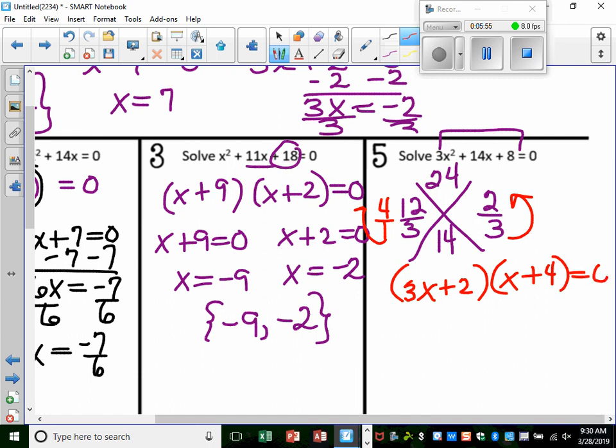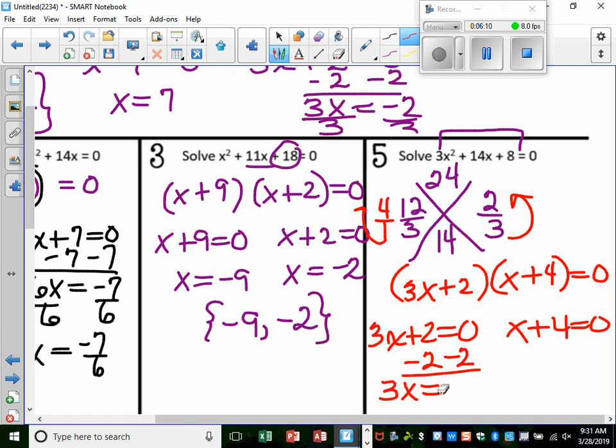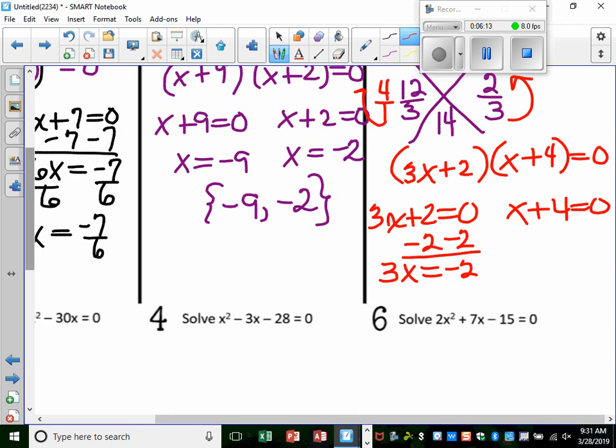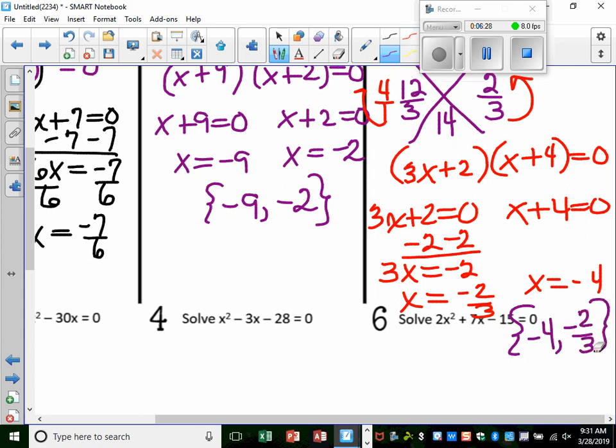And again, don't forget, just set them equal to 0. So now I have 3x plus 2 equals 0 and x plus 4 equals 0. I'm going to solve both. That'll give me negative 2/3, and this will give me negative 4. So you use your set brackets again and put negative 4 and negative 2/3. It would be very hard if you were to look at the graph and try to say it was crossing the x-axis at negative 2/3, but mathematically you can figure it out.